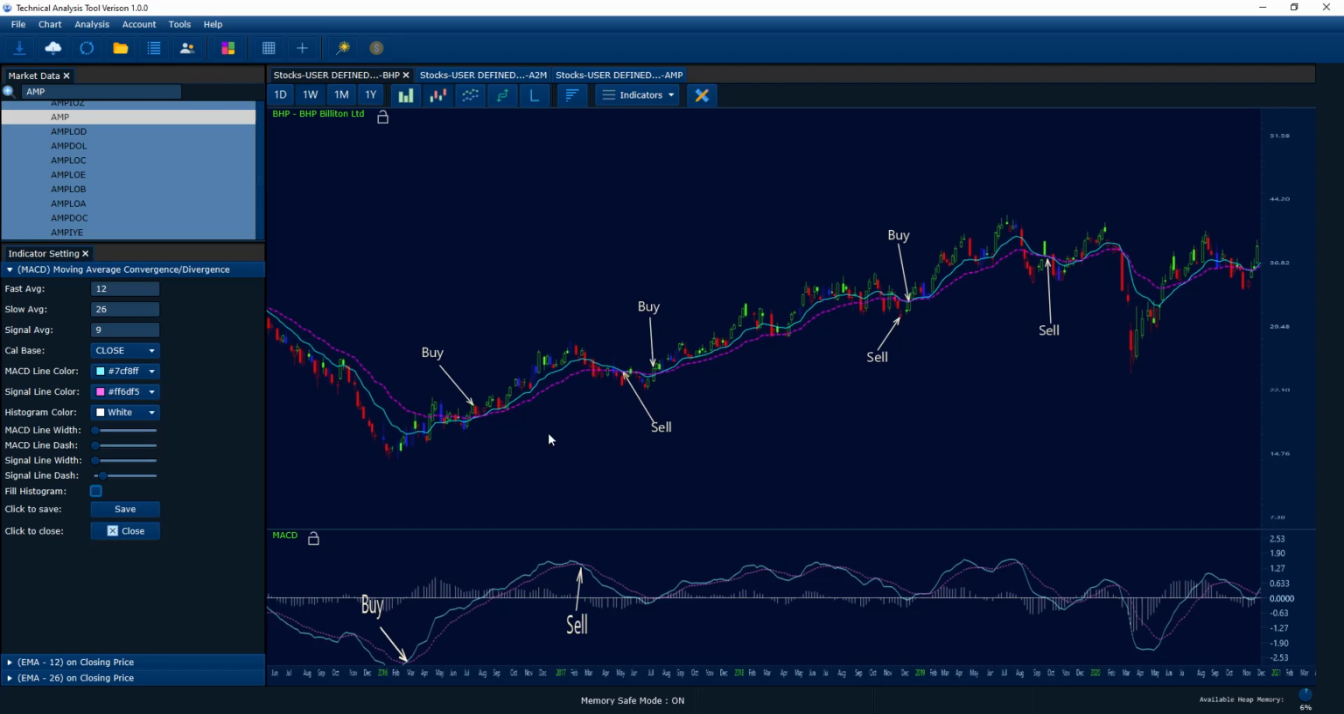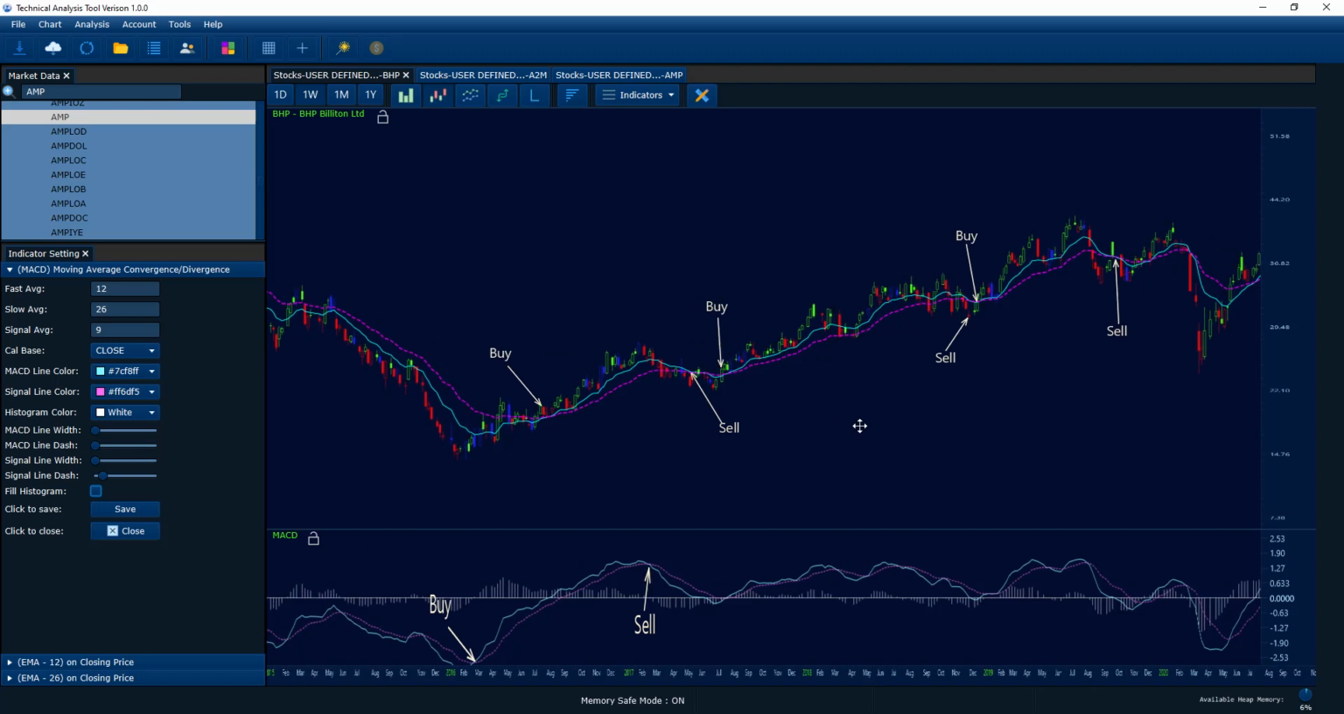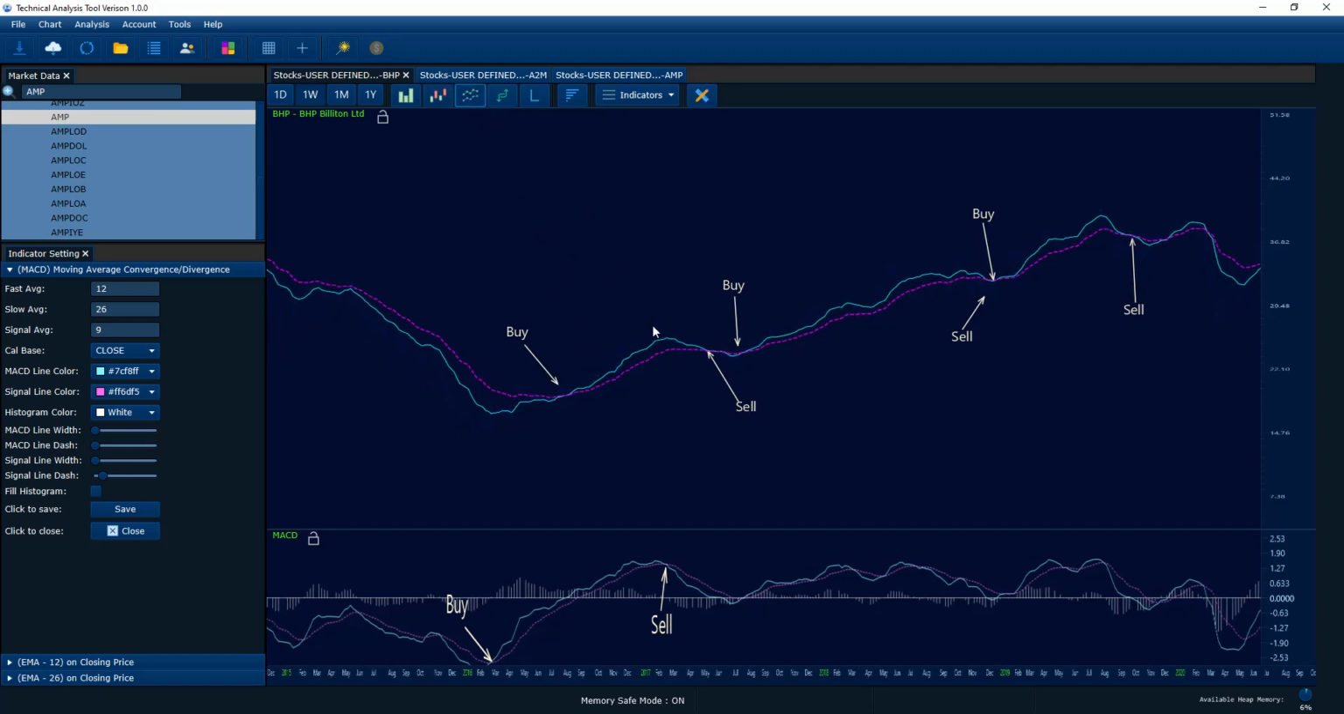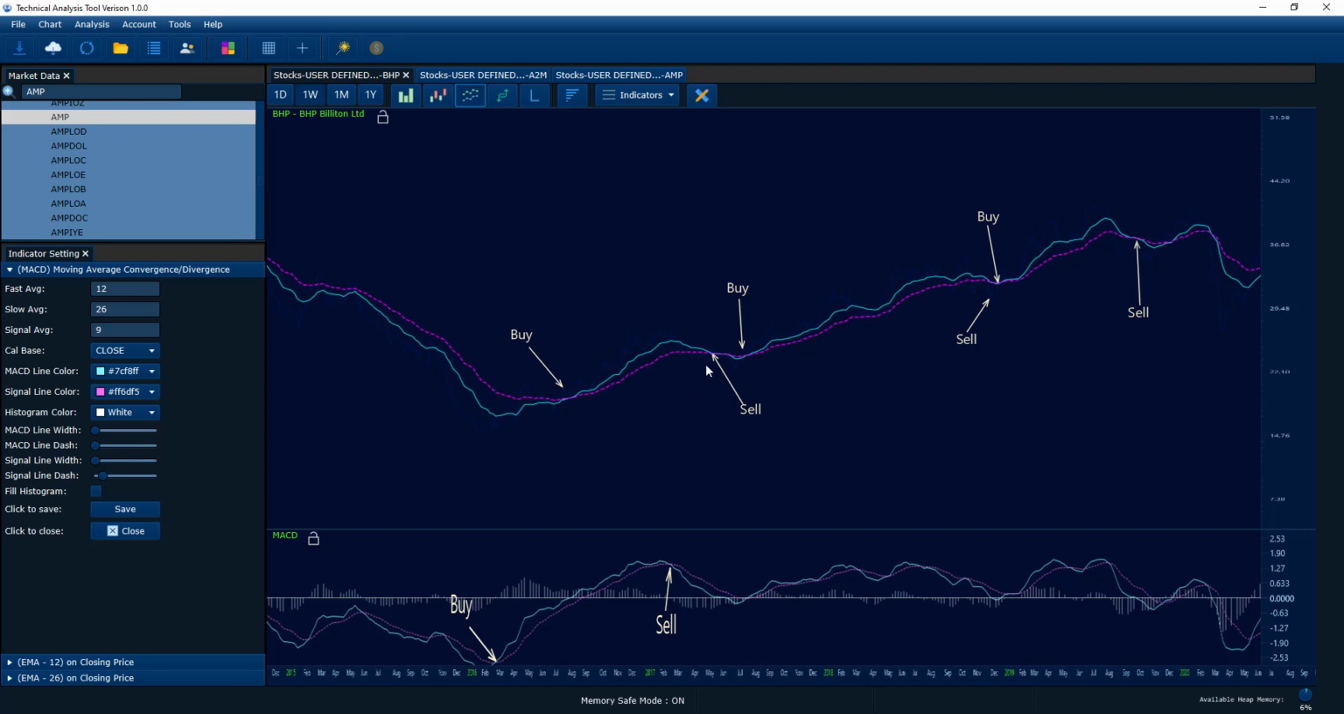We can actually generate buy and sell signals by using a pair of moving averages, a slow and a fast moving average. If I hide this bar chart and only look at the moving averages, when the faster moving average moves above the slow moving average, we buy here. And we sell when the faster moving average, which is the blue line, the 12 EMA, moves below the 26 EMA. So as you can see, we do have lots of profit.